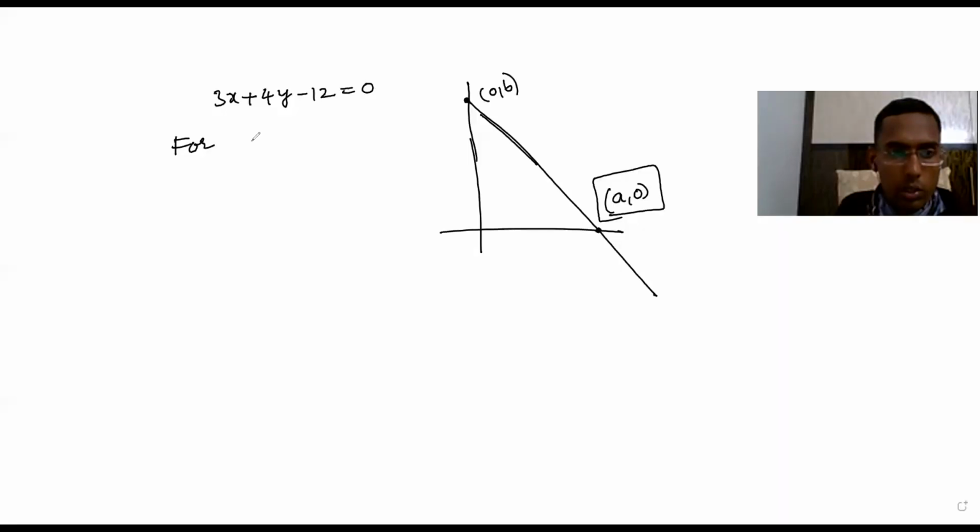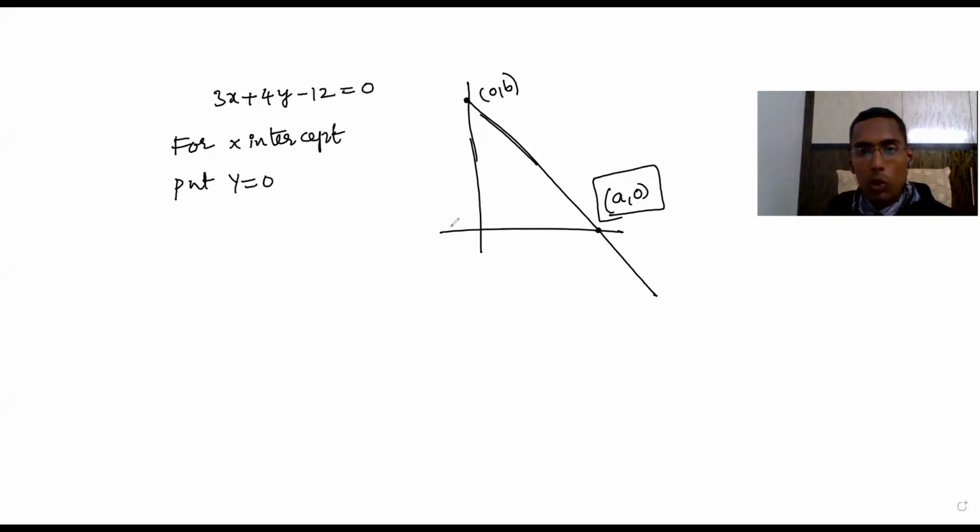Always put y equal to 0 for the x-intercept. Why do you have to put y equal to 0? Because x-intercept means where it intersects the x-axis, and at one point only it will intersect the x-axis, right?